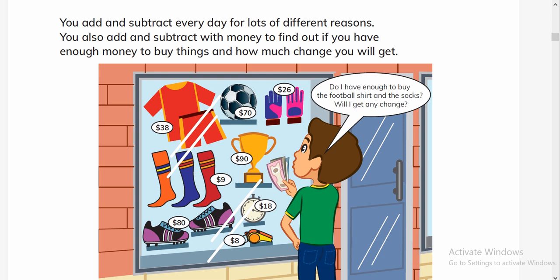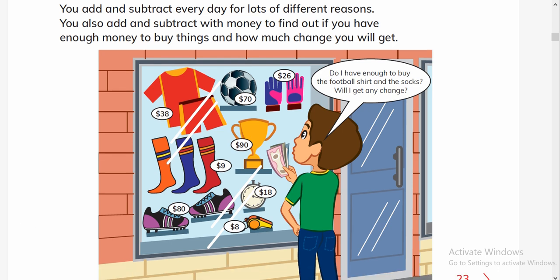You add and subtract every day for lots of different reasons. You also add and subtract with money to find out if you have enough money to buy things and how much change you will get. Do I have enough money to buy the football shirt and the socks? Will I get any change?